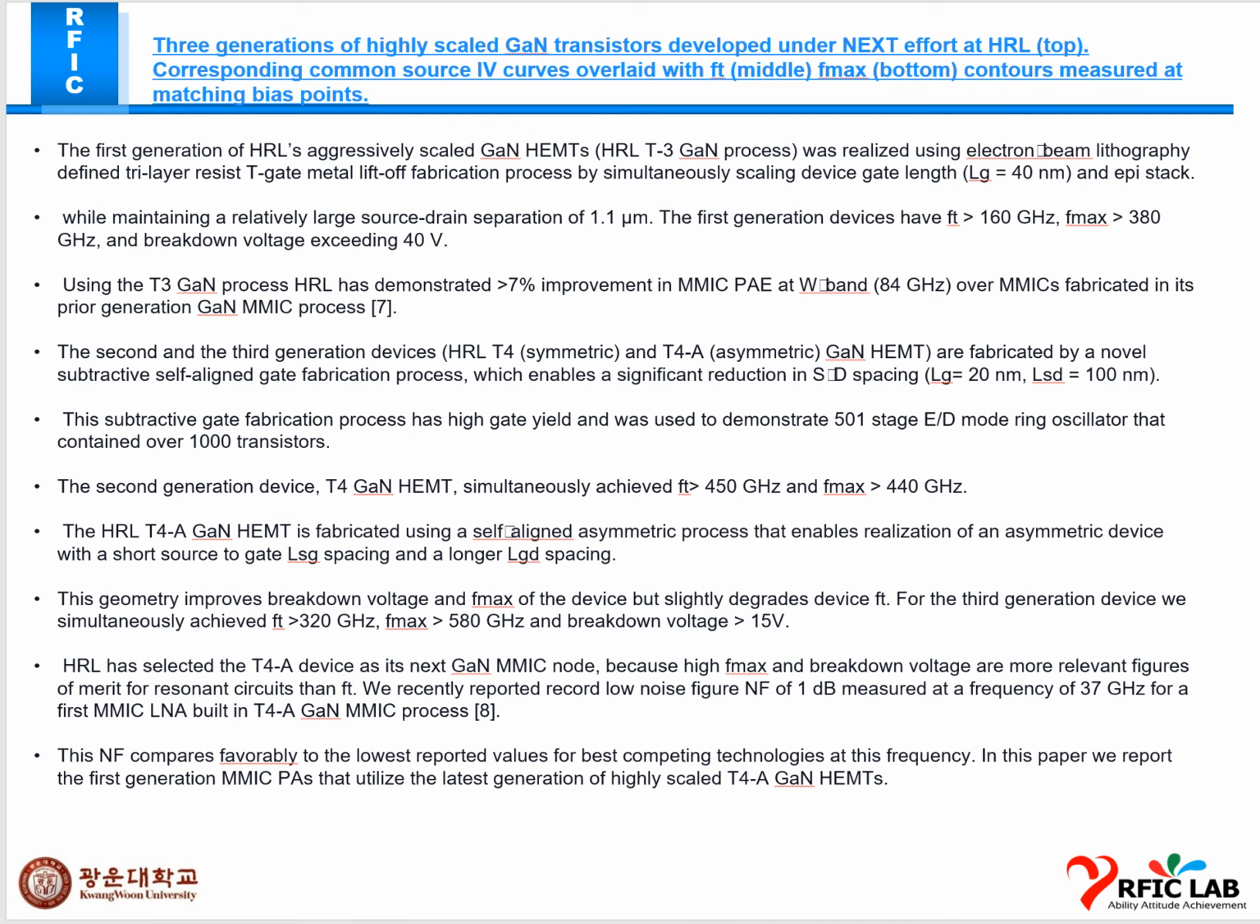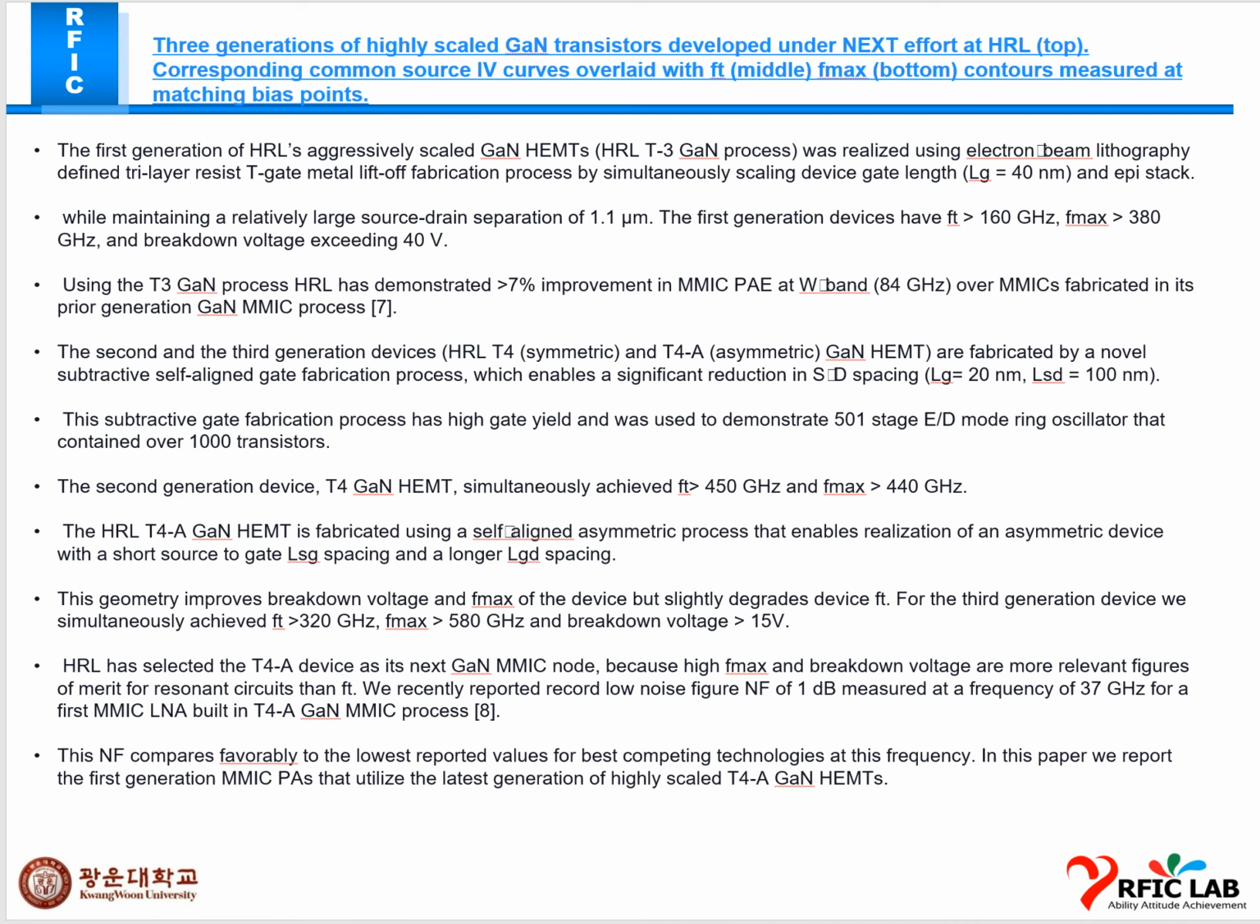Fmax slightly degrades device FT, and the third generation simultaneously achieved FT greater than 320 gigahertz, Fmax greater than 580 gigahertz, and breakdown was lower, 15 volts.